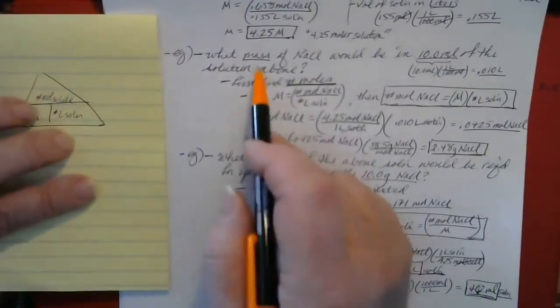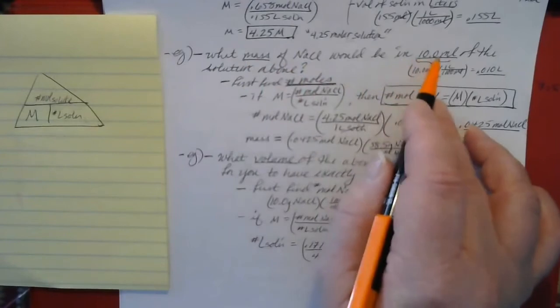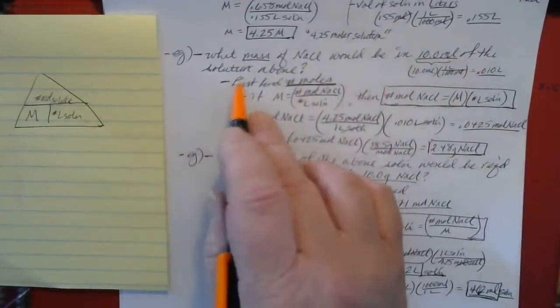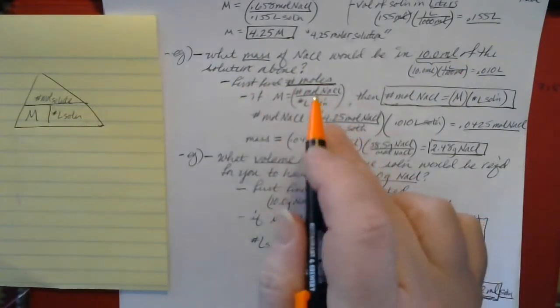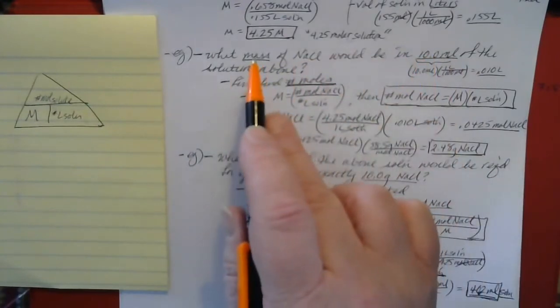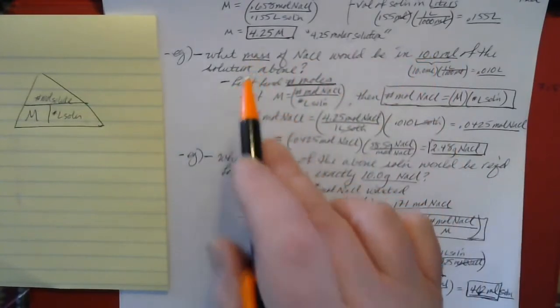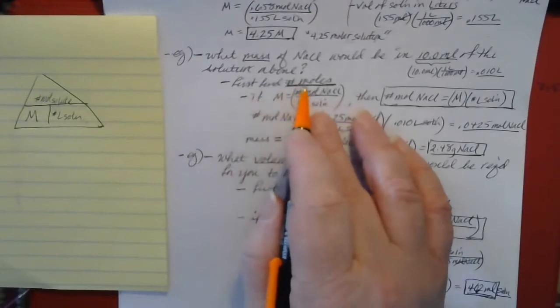So for example, what mass of sodium chloride would be found in 10 milliliters of the solution above? Okay, so we just found the molarity of the solution above, so we know that, and we know the volume. We're looking for mass, but in order to find mass, you normally go through moles when you're dealing with molarity. So that means the first thing we have to find is the number of moles.